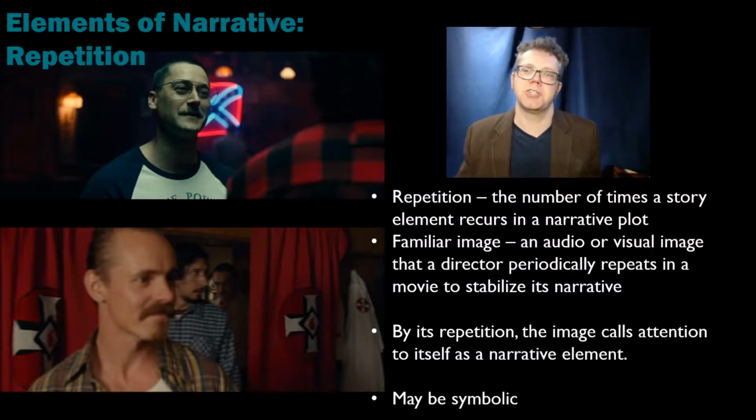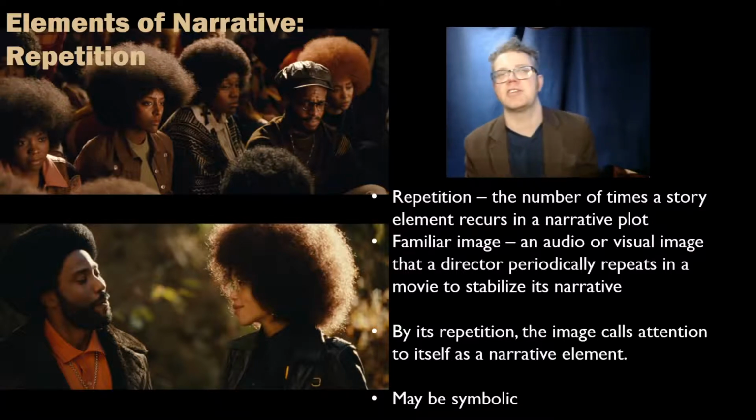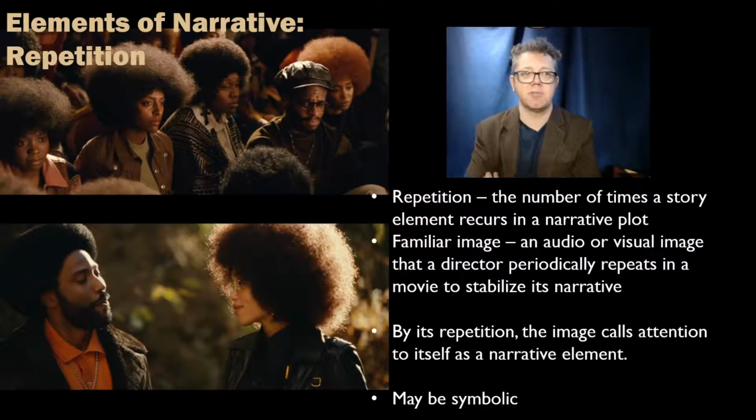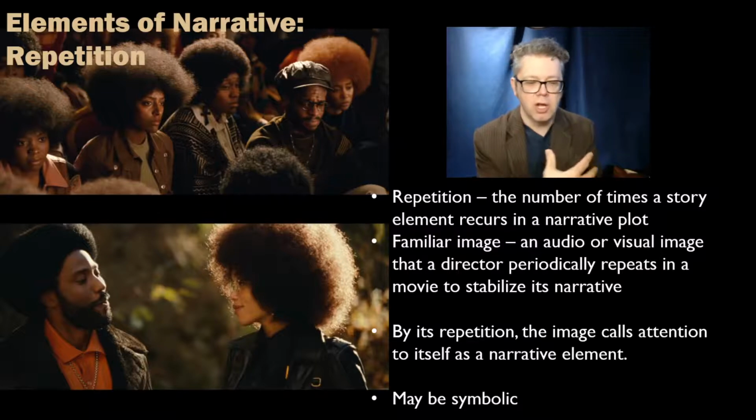And by its repetition, as your textbook says, the image calls attention to itself as a narrative element. But there's another thing that this film calls to itself as a narrative element, and it's not, I think, as obvious on the first go as the Union Jack and the Klan symbolism would be, and it is the afro. This movie has so many afros. We've got Kwame Ture saying we've got nappy hair. We've got, like, afros are something we should be proud of. We should not be trying to look like white people, look like our oppressor.